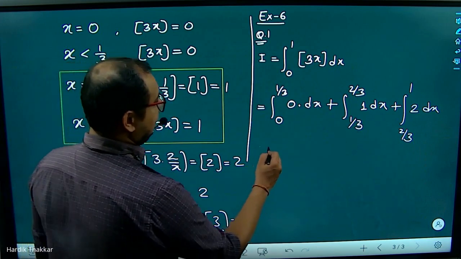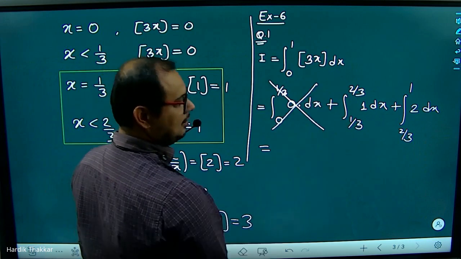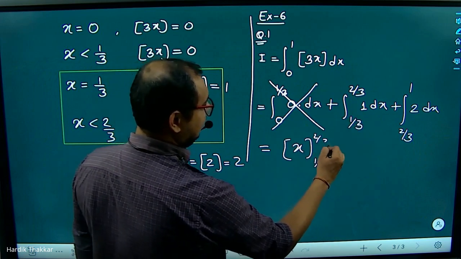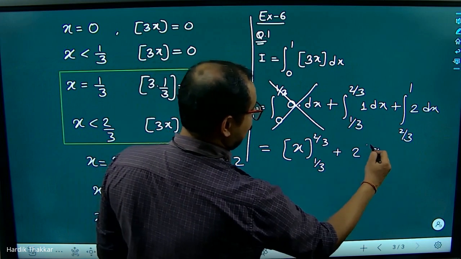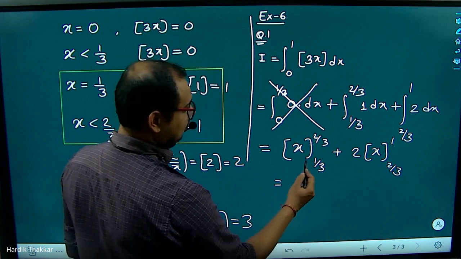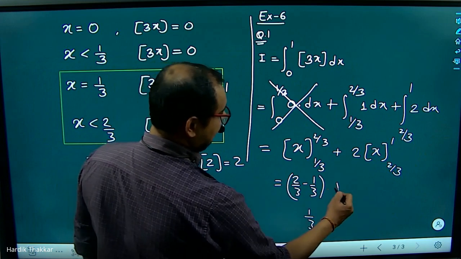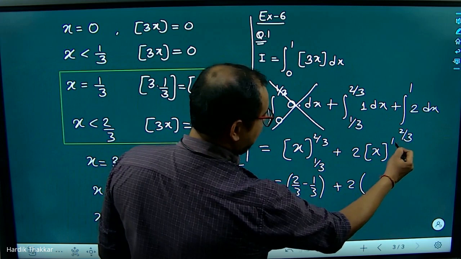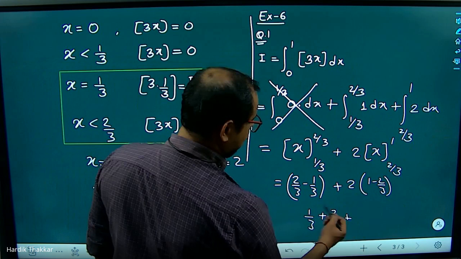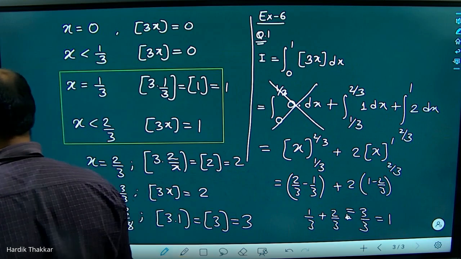Further, we will integrate each term. This term is nothing but 0, so we can reject it. Its integration will be x, with limit from 1 by 3 to 2 by 3. Its integral will be 2x, with limit from 2 by 3 to 1. Correct? So further, upper limit minus lower limit. 2 by 3 minus 1 by 3 gives 1 by 3, plus 1 minus 2 by 3 which is 1 by 3, so plus 2 by 3, and adding, we get 3 by 3, that is equal to 1. So the final answer will be 1.